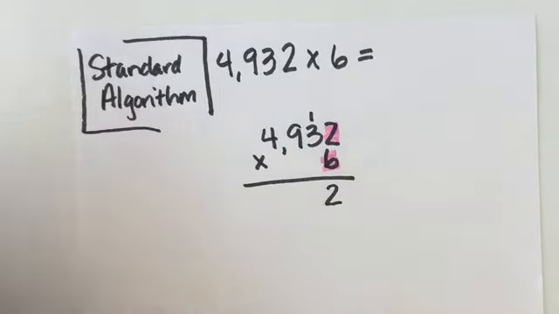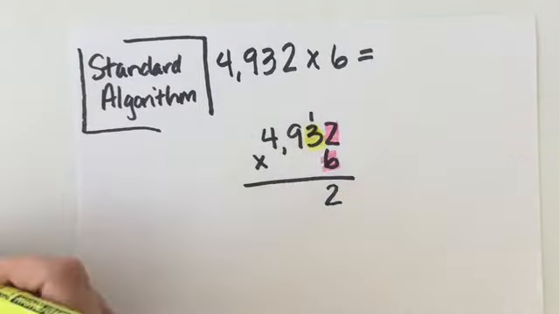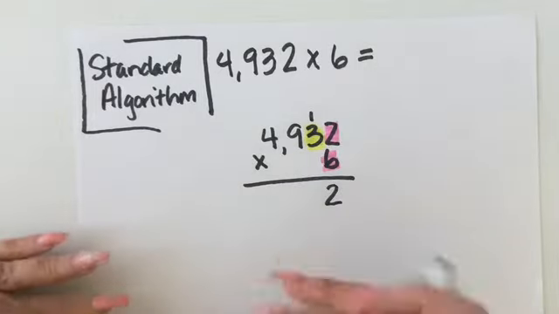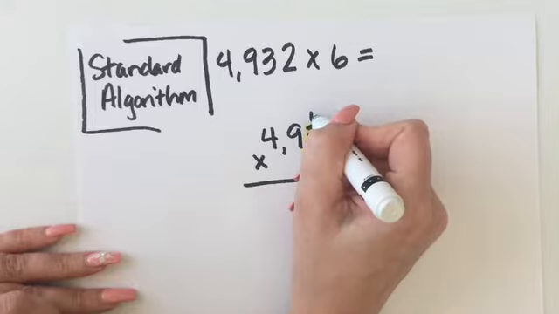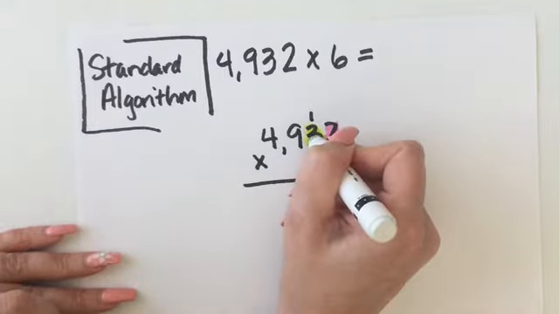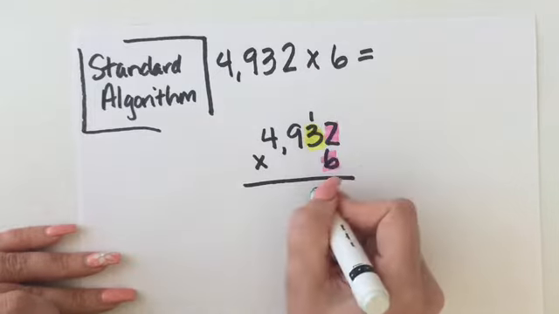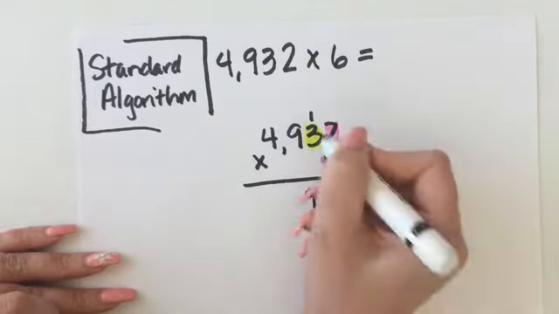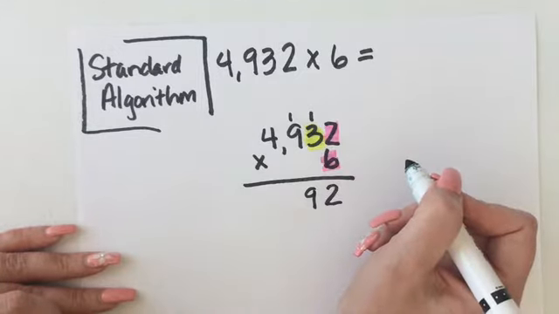Now I need to do my 6 times 3. 6 times 3 is 18, but I have this 1 that I regrouped from my ones place. So 6 times 3 is 18, plus 1 is 19. I'm going to regroup that 1 over into my hundreds.